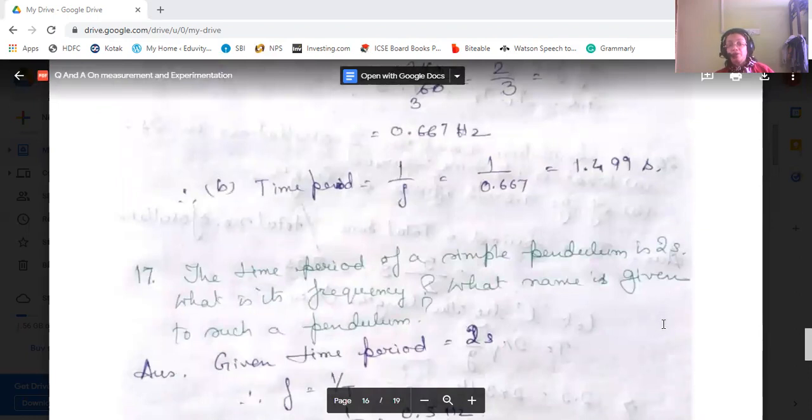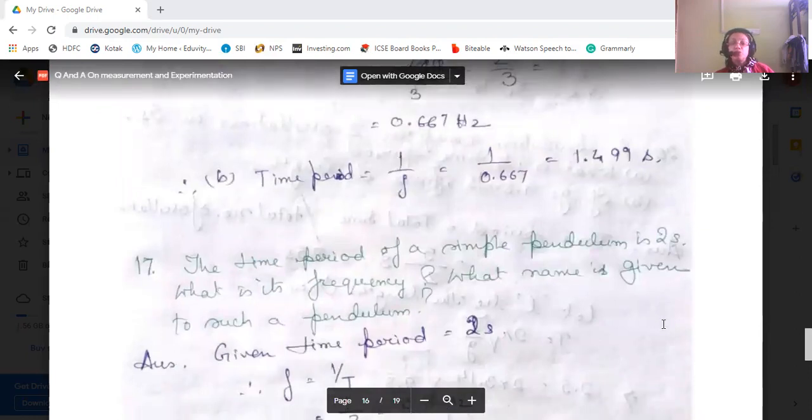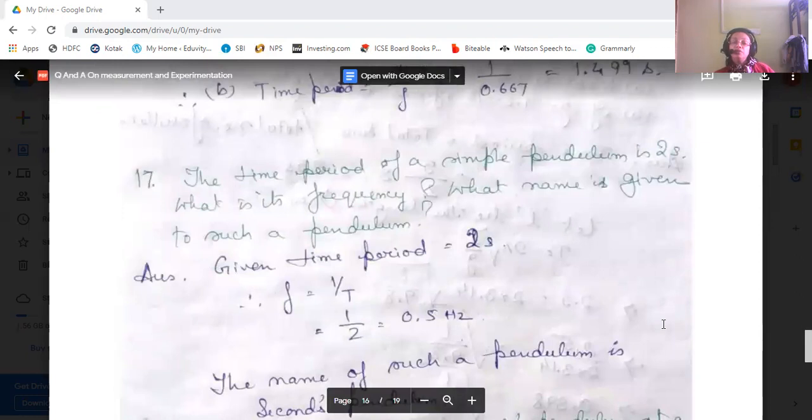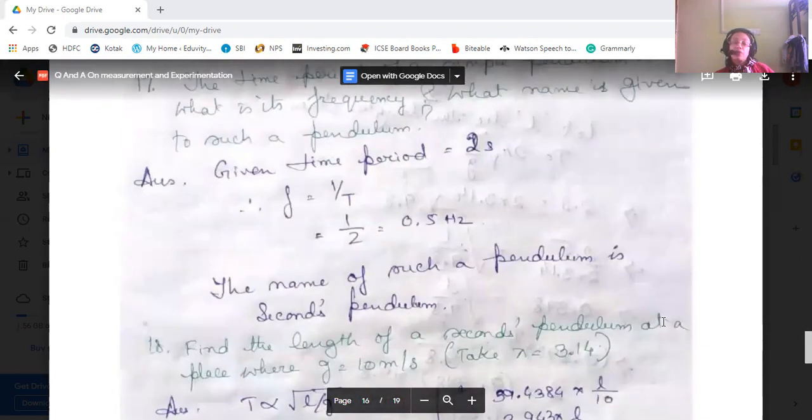Now the time period of a simple pendulum is 2 seconds. What is its frequency? What name is given to such a pendulum? Time period, we know, is given as 2 seconds. So frequency will be 1 by 2, that is equal to 0.5 hertz. The name of such a pendulum is seconds pendulum because it requires 2 seconds as a time period.